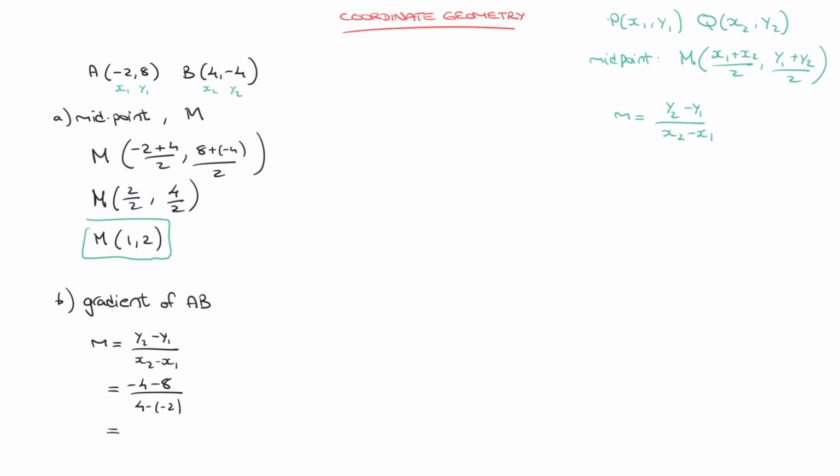Now, negative 4 minus 8 is negative 12, and 4 minus negative 2, well, that turns into 4 plus 2, so that's 6. You don't stop there. This needs to be simplified. Negative 12 divided by 6 is equal to negative 2. So m would be equal to negative 2. Okay, that would be the gradient of that line. Do make sure you memorize that formula, people. It's an important one.